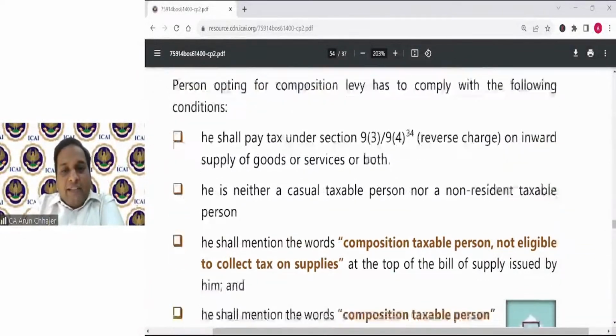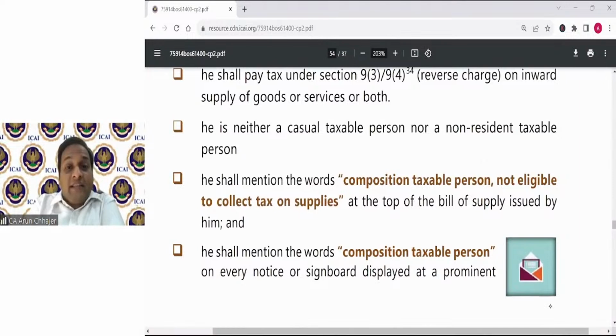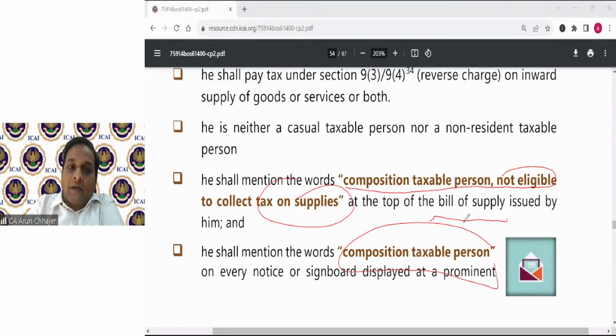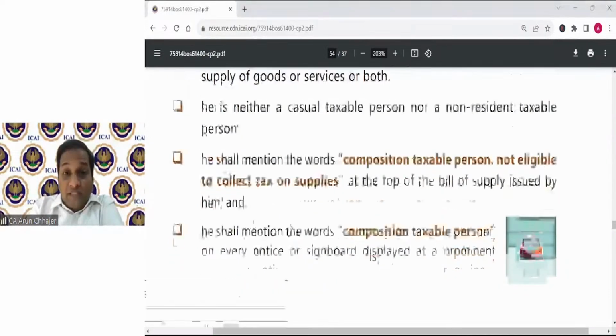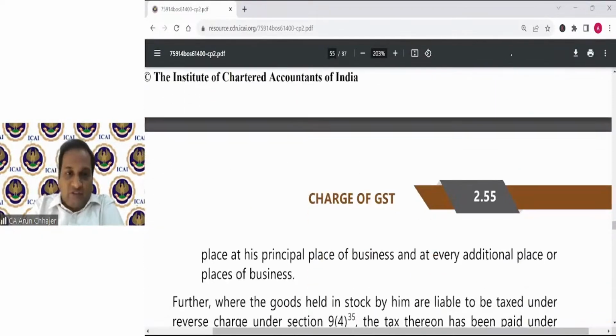He is neither a casual taxable person nor a non-resident taxable person. Now here they are saying he shall mention that the composition taxable person is not eligible to collect the tax on the supply. Where do they have to mention it? At the top of the bill of supply issued by them. He shall mention the words composition taxable person on every notice or signboard displayed at a prominent place, so that your customer is aware that you are composition and you cannot collect the tax.